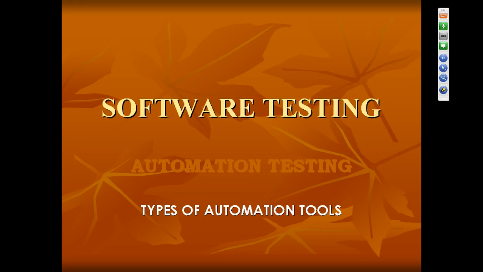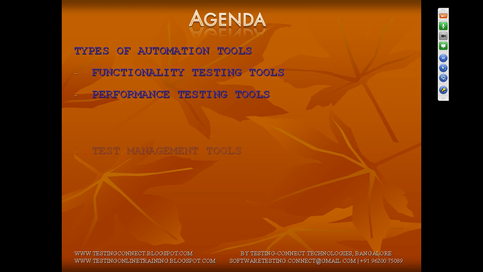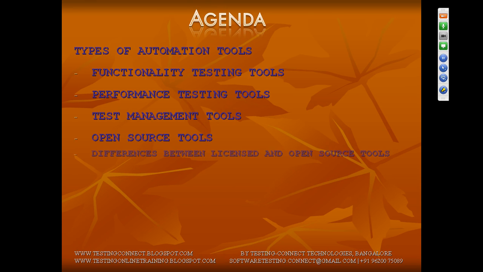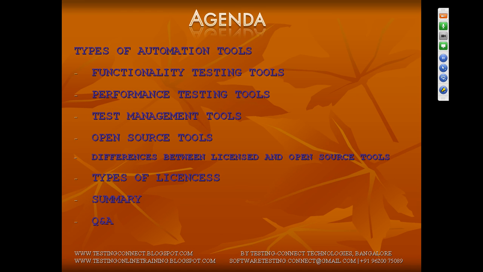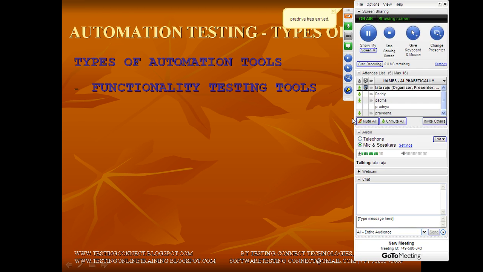Then we'll go for the different types of automation tools available. Normally there are three types of automation tools available. Those are functionality testing tools, performance testing tools, and test management tools.